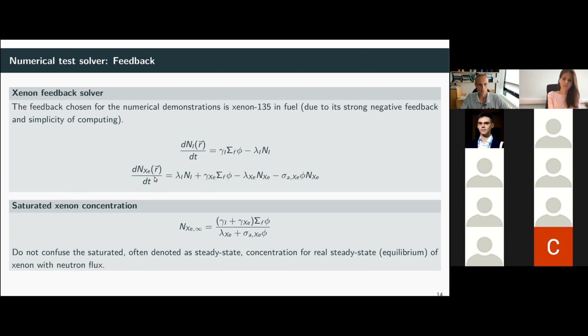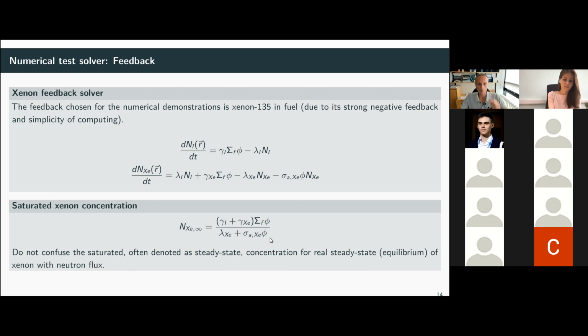So what we can do, we can just set the left-hand sides of both equations to 0, and we can solve the algebraic system of equations. Very simple because there are just two equations here. So you will get this result here. So the steady state distribution of xenon depends on flux via this equation.